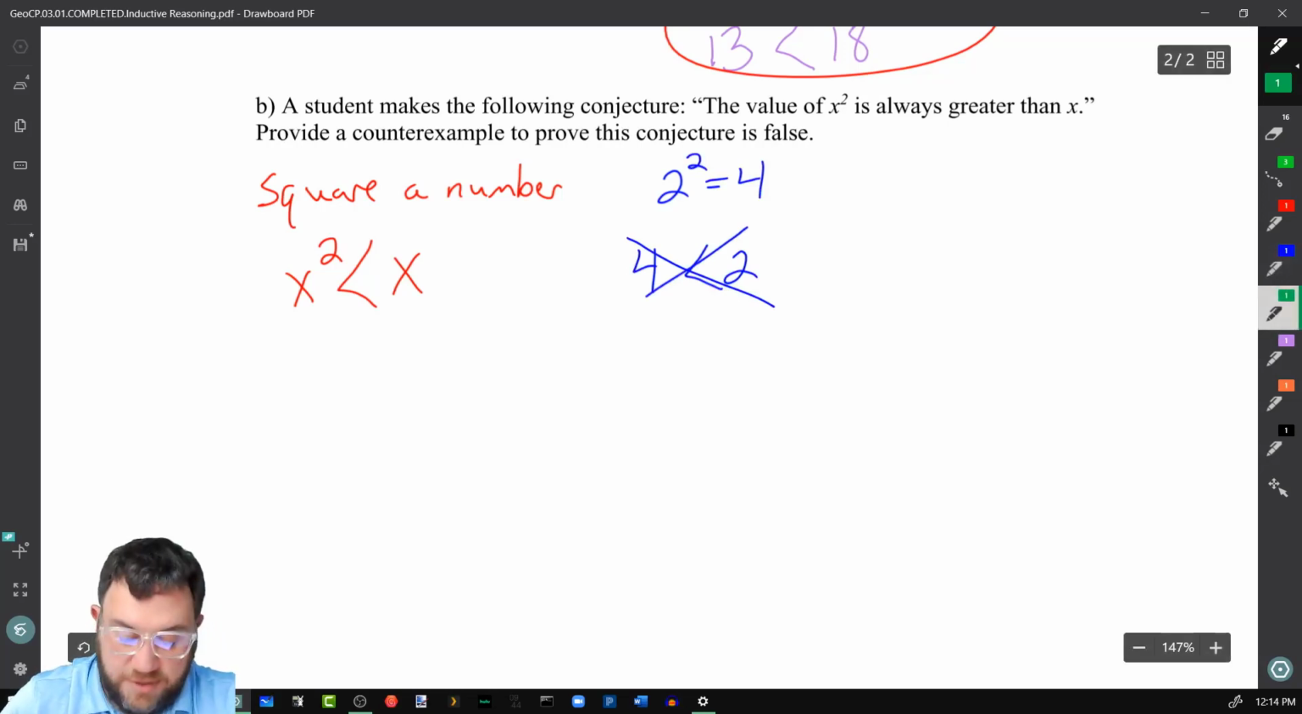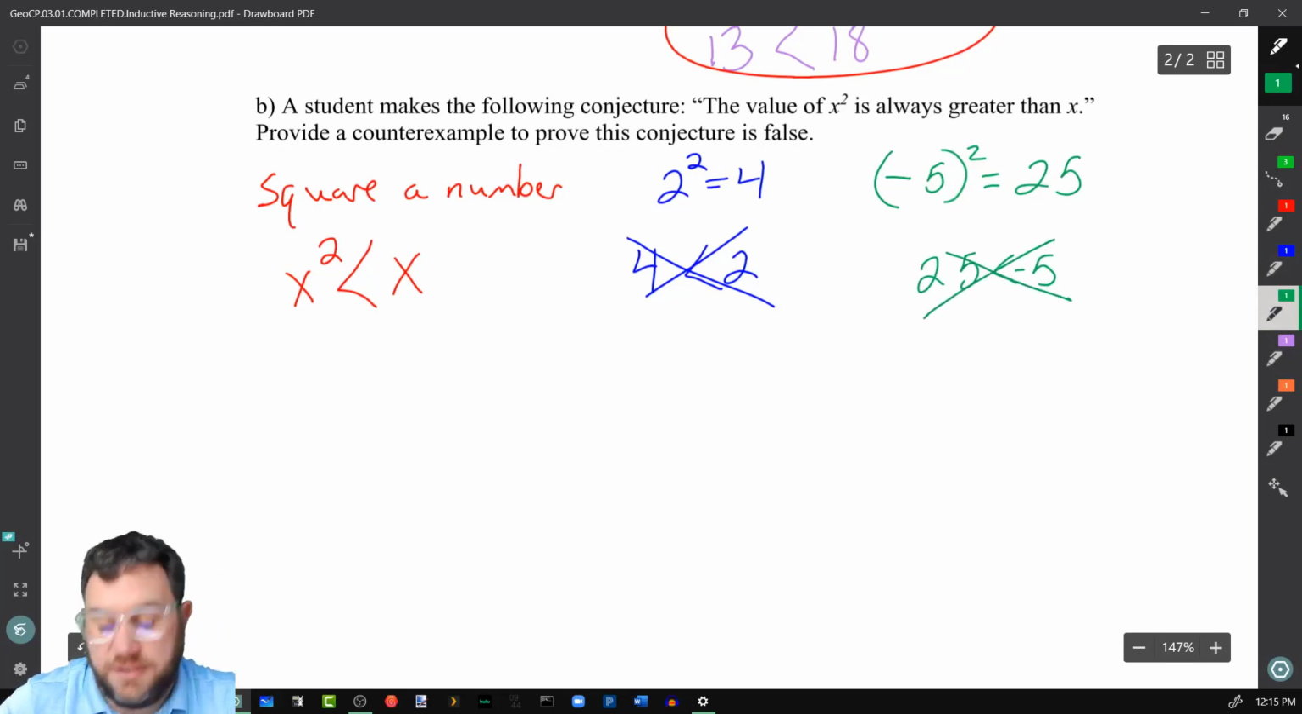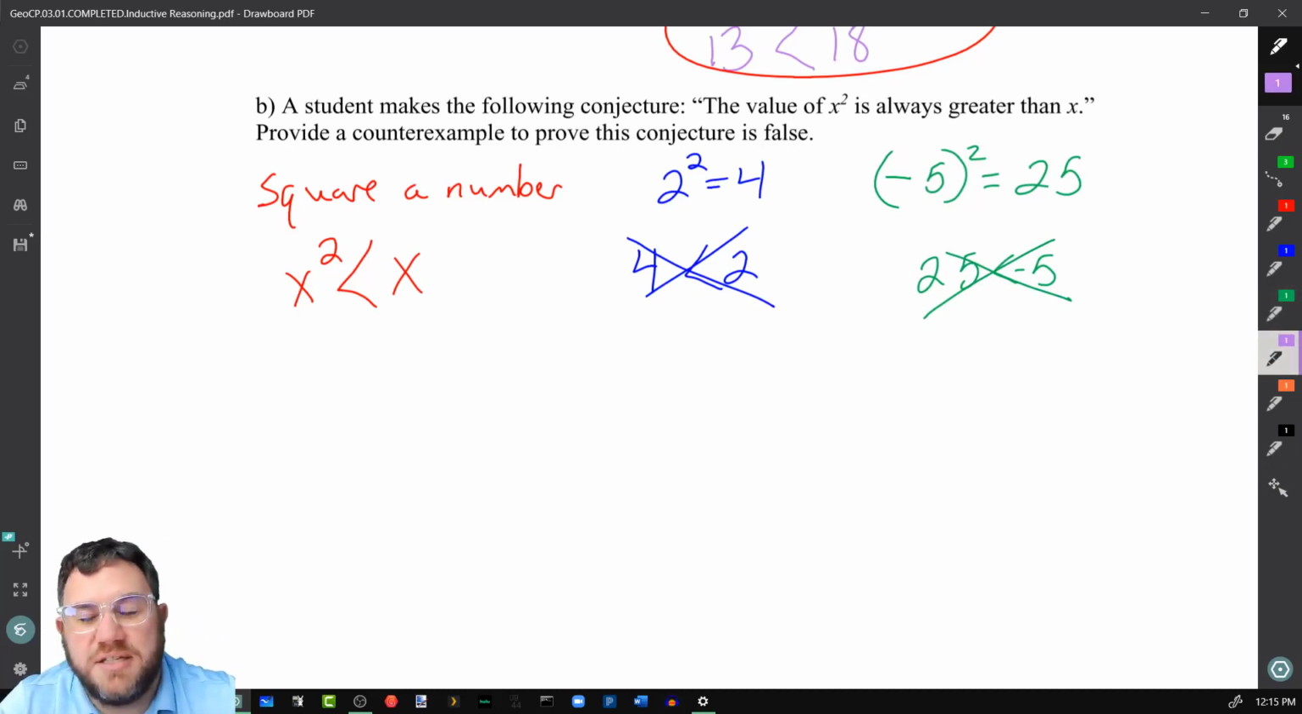Let's try a negative number. Negative 5. Okay, when we square that, we get 25. Is 25 less than negative 5? No, so that doesn't work. So we tried positives, we tried negatives. What other numbers are there? What other types of numbers have you run into in the past? And I'll give you a hint. You hate these most likely.